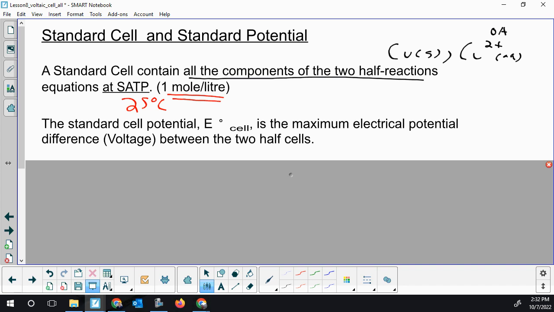The standard cell potential, you'd often think of that as voltage. The units are volts. It is the maximum electrical potential difference between the two cells. So there's a voltage difference. There's a pull from one side to the other side of those electrons. The greater one side wants to pull the electrons through the wire to the other, the greater the voltage.